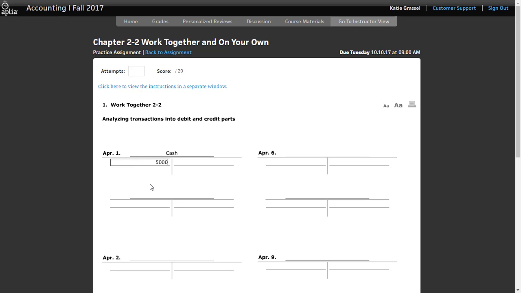So if I receive cash from owner as an investment, the first thing I have to do is figure out what two accounts I'm affecting. One account that's going to be used is cash. And the other account is Kathy Burgum Capital. And now here's the easy one.